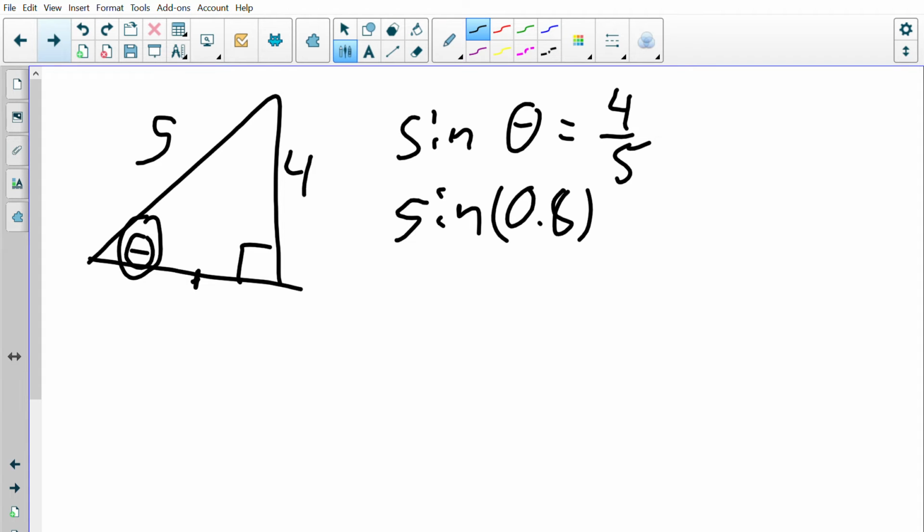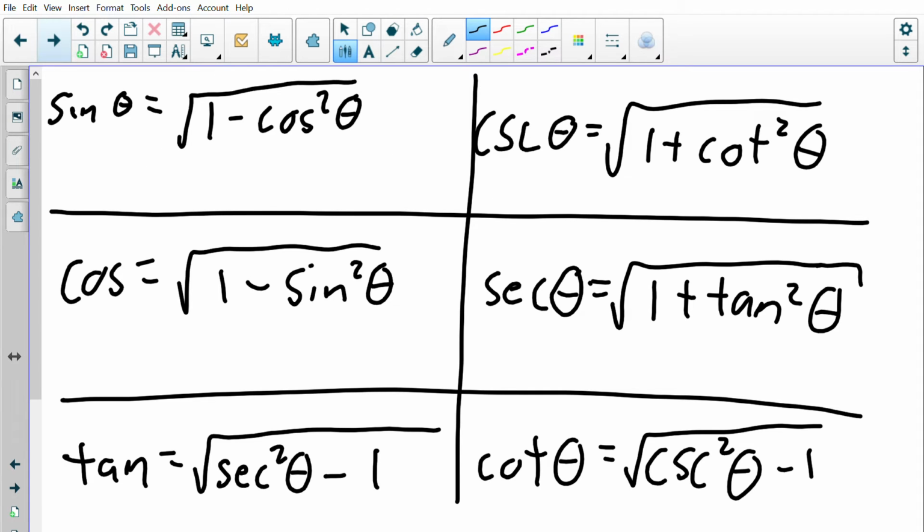So someone much smarter than me came up with all these equations. I would pause the video right now, write these equations in your notes, and if you bring me a paper proving that you wrote these in your notes, I will give you extra credit. So pause the video, write these down, and show me tomorrow in class.